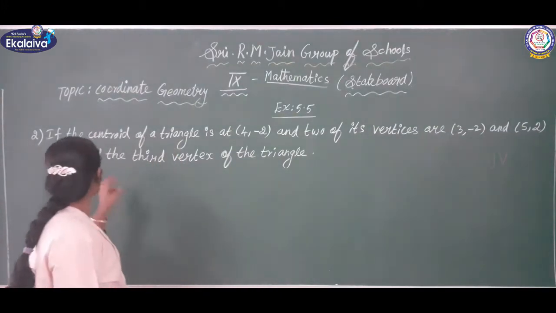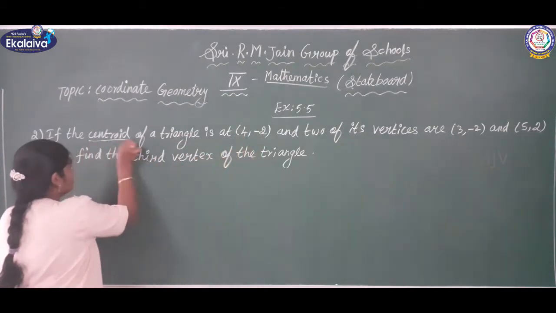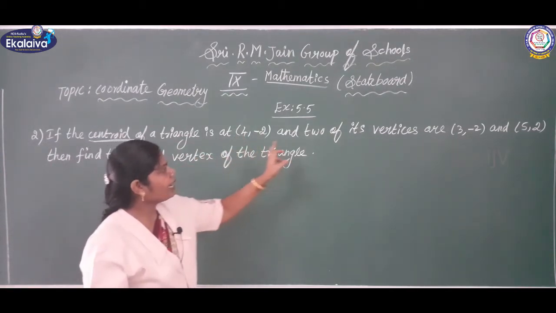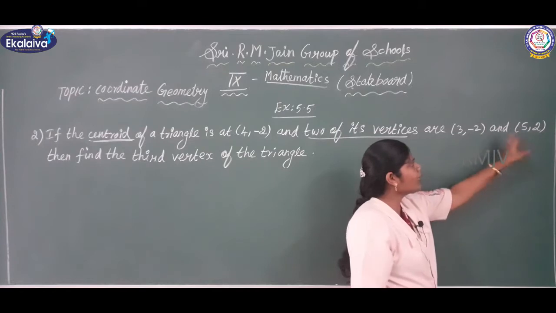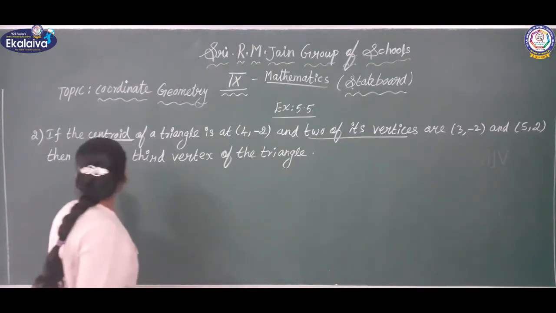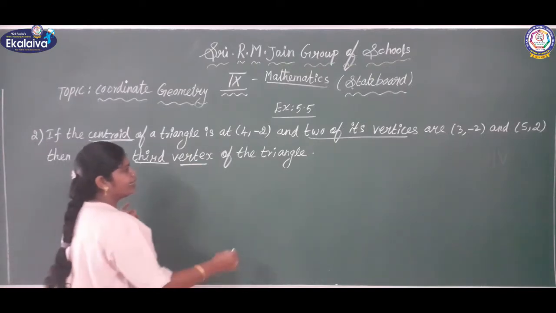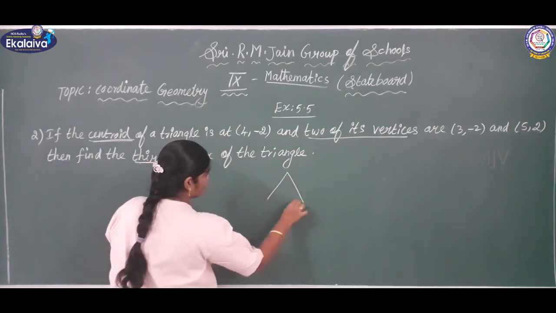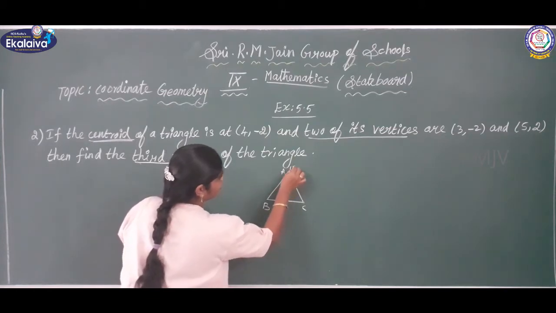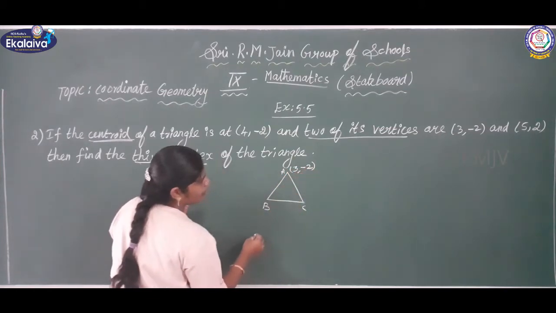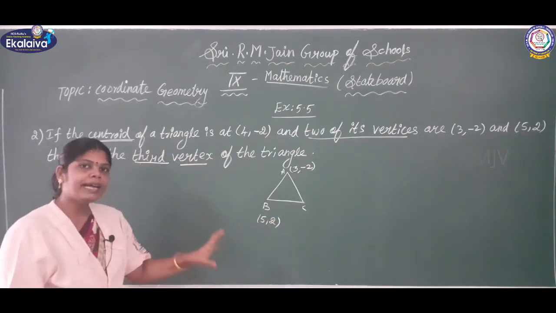See the next one. If the centroid of a triangle is (4, -2). Here in this question centroid is given. And two of its vertices are (3, -2) and (5, 2). So then find the third vertex of the triangle. In a triangle we have three vertices A, B, C. One vertex is (3, -2), other one is (5, 2). The third vertex is not given in the question. That we are going to find.